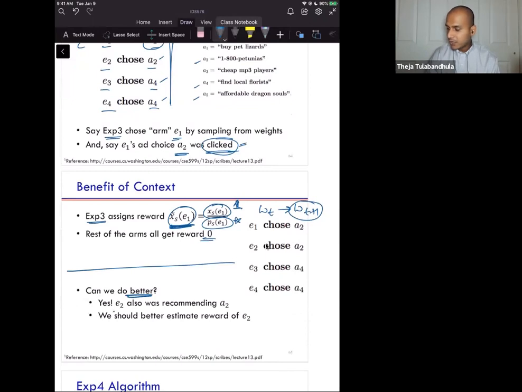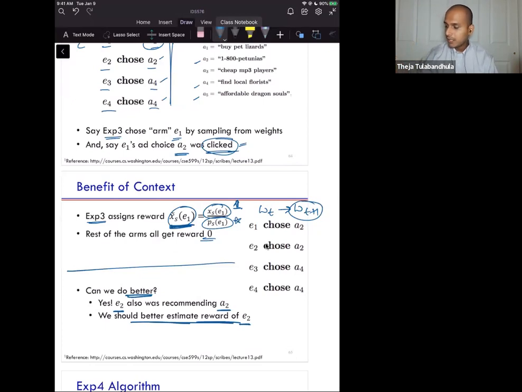That's because policy E2 is also recommending the same action, or the same ad. So although eventually you picked policy E1 and it showed ad A2, you know that if you had picked policy E2, it would have shown the same ad A2, and you actually showed A2. Okay, so you should better estimate the reward for E2, because when you showed ad A2, it didn't matter whether you had picked E1 or E2, because both are suggesting the same action, A2.